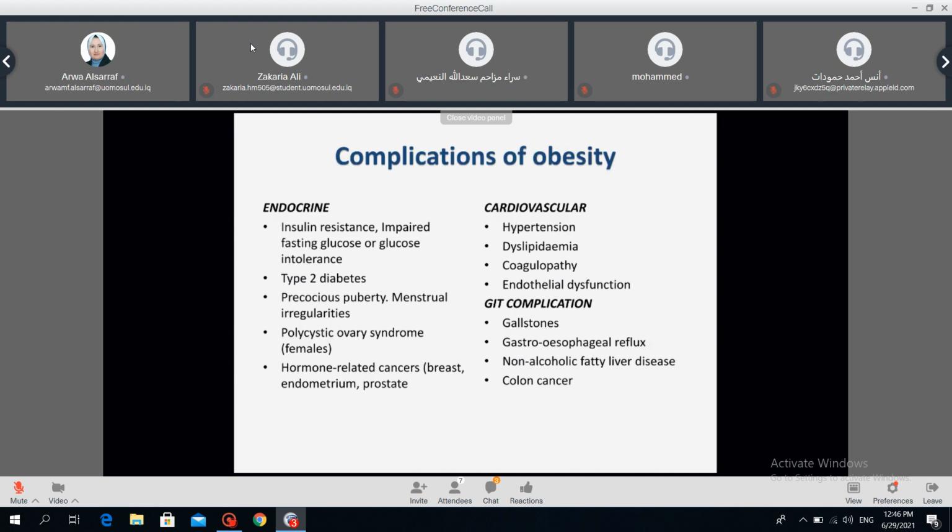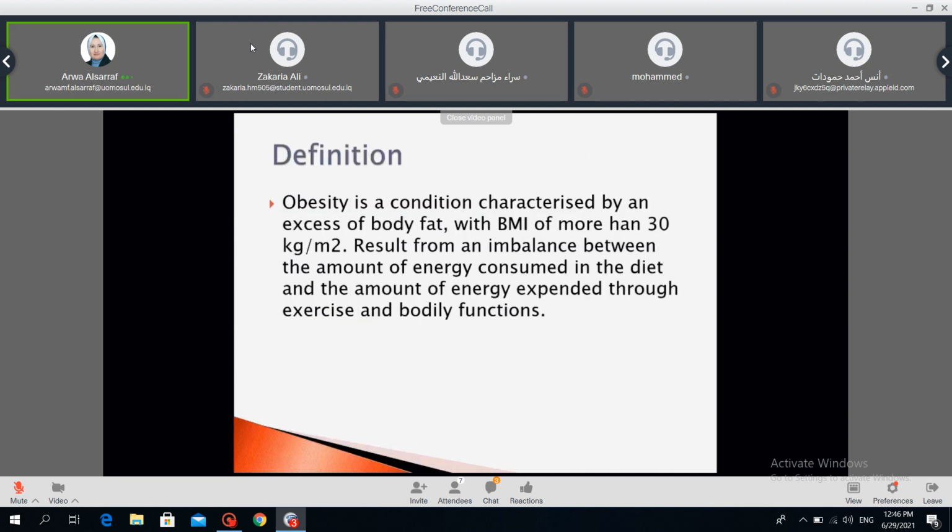In addition to that, obese persons are more susceptible to hormone-related cancers, especially breast cancer, endometrial cancer, and prostate cancer in males.